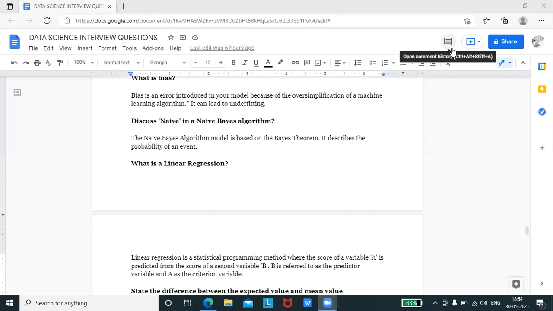So naive-Bayes classifiers are a collection of classification algorithms based on Bayes' theorem. It is not a single algorithm, but a family of algorithms where all of them share a common principle. That is, every pair of features being classified is independent of each other.